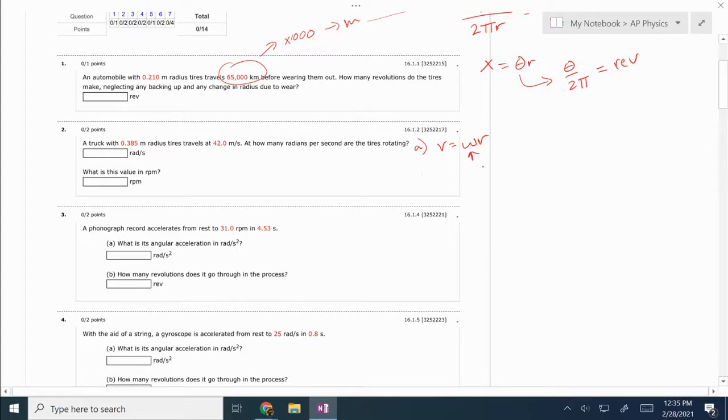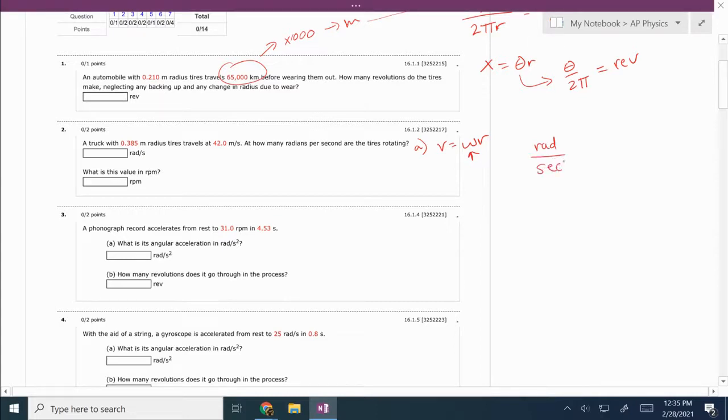To get it into RPMs, you take however many radians per second you've just calculated, and think about it in terms of the train track method. There are 2 pi radians in 1 revolution, with the number from part A there. And then there are 60 seconds in 1 minute, and that will get you revolutions per minute. So that's how I would think about doing part B.